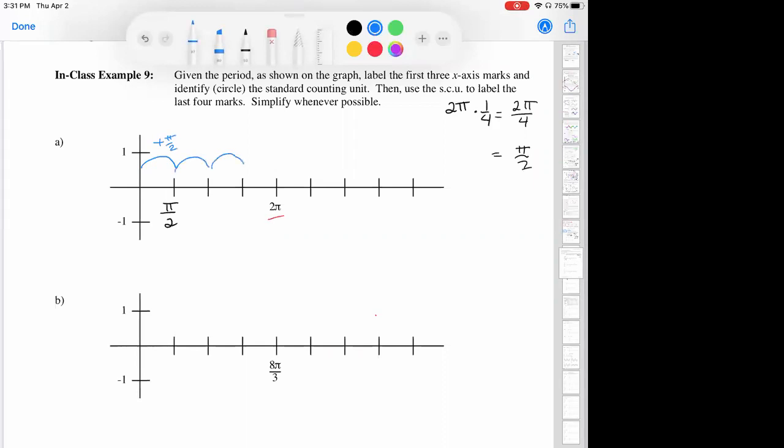Keep adding pi over 2 each time. And that will let us know all the tick marks we need to work with, right?